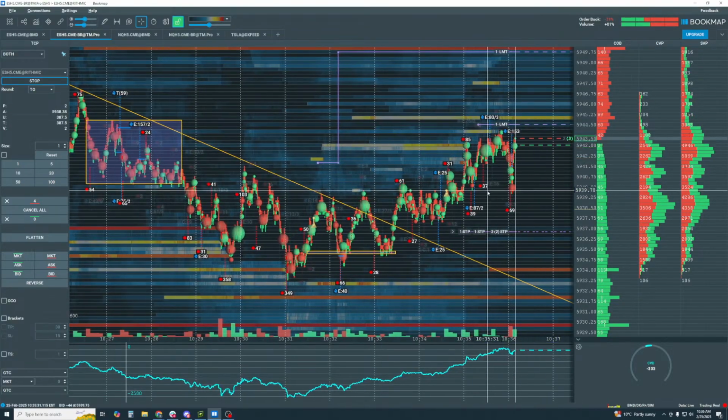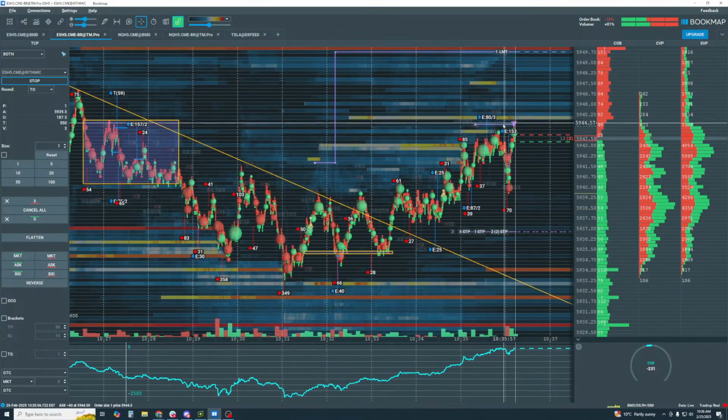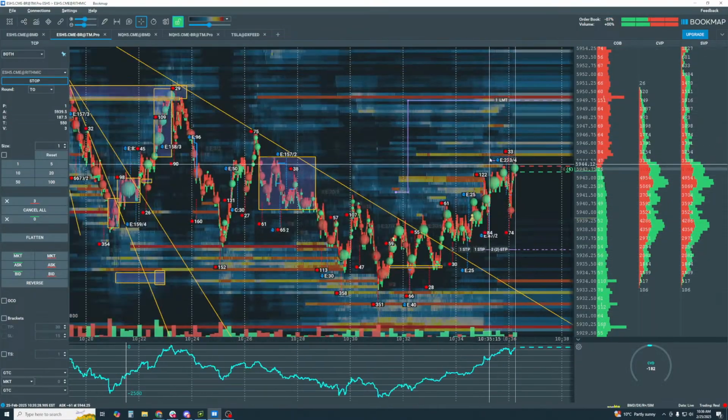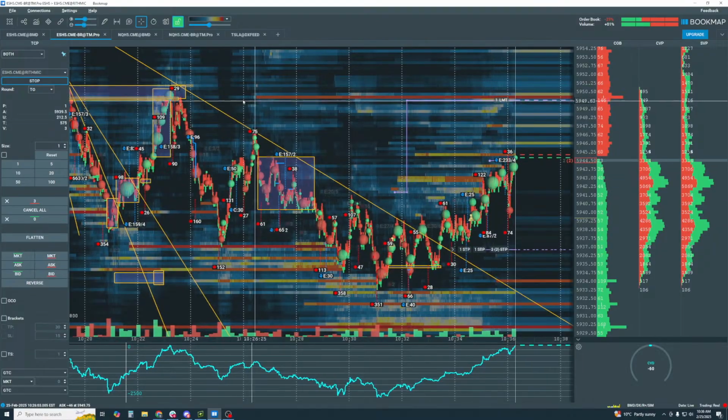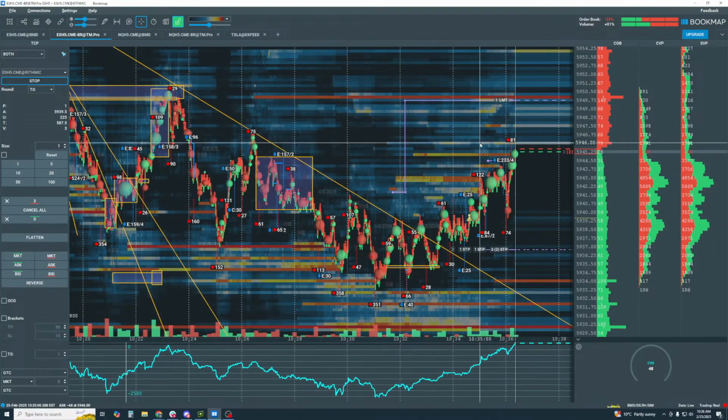Okay, so here's a pullback, a move right back, and looks like it's going to break it. Okay, so target 1 has been reached. We're going to hold off, and we're going to hold for our 50 level up here for target 2.